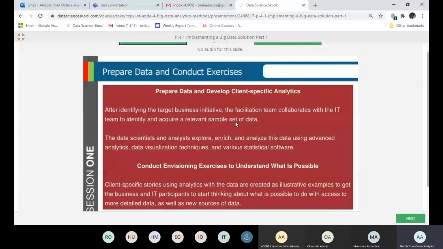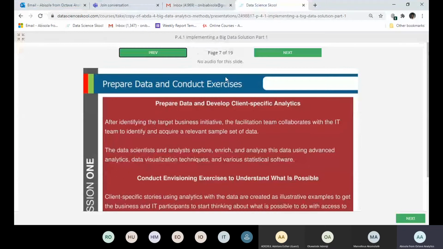You're trying to start thinking about what is possible to do with access to more detailed data as well as new sources of data. So that is what you do in the acquire and analyze data phase, which is also the prepare data and conduct exercises phase as shown here. So that is that about that analyze phase.